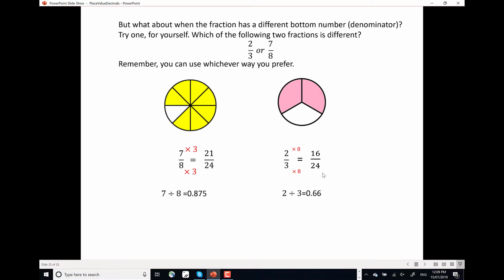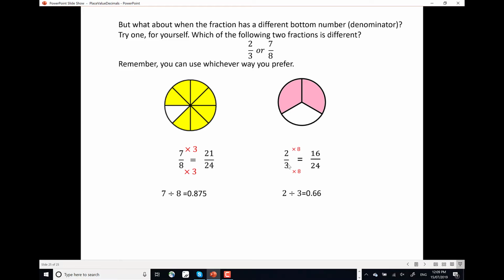Okay, so you will see that we have got 7/8, and you can quite clearly see by the picture that this is bigger than this. However, you can work it out by making both over 24. So to make 8 into 24, you have to multiply it by 3. Whatever you do to the bottom number, you have to do to the top number. So 7 times 3 is 21, 8 times 3 is 24, so you've got 21 over 24. Now we then have to make 2/3 over 24, so we go 2 times 8 is 16, and 3 times 8 is 24, and we get 2/3 equals 0.66.